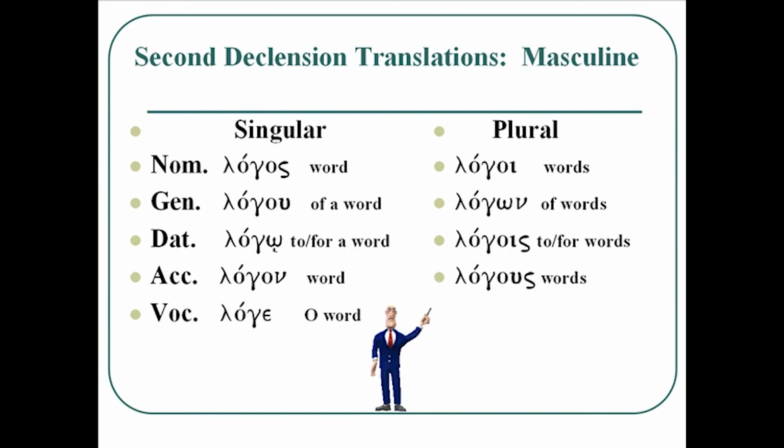Logus is the accusative plural, means words, and it's found as the direct object of the verb. The vocative is logoi, means O words. You'll notice that the vocative and the nominative are the same in the plural, so the context will have to distinguish which one it is. The vocative is really rather rare.